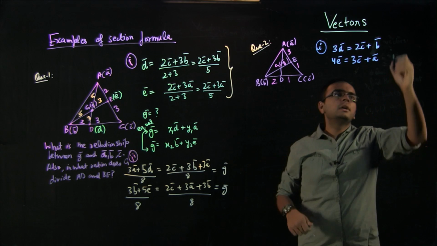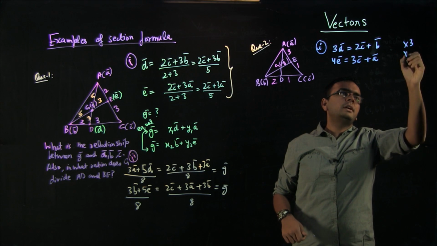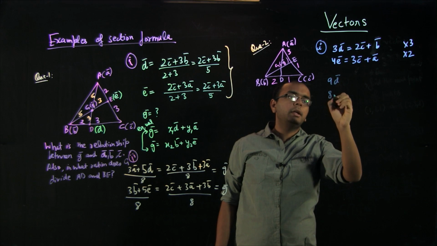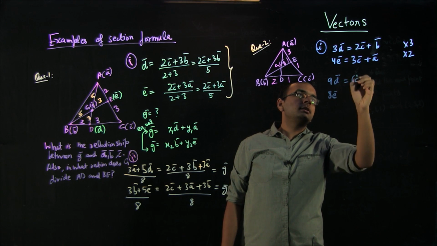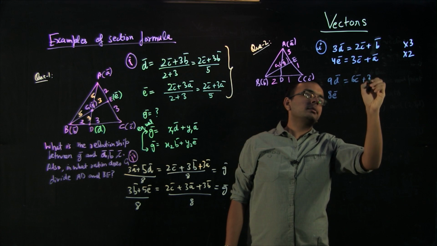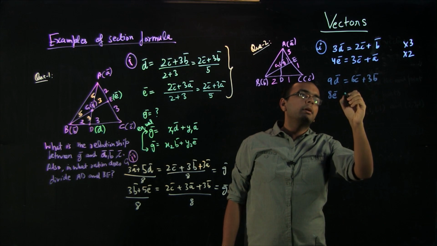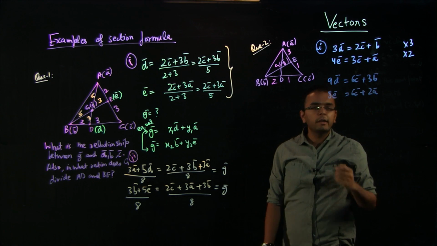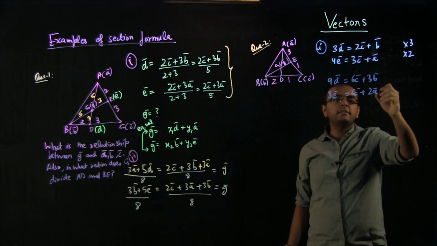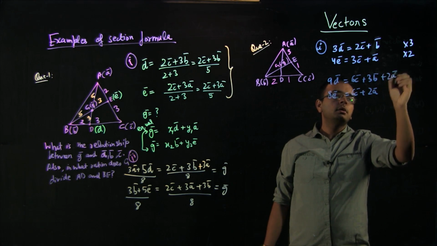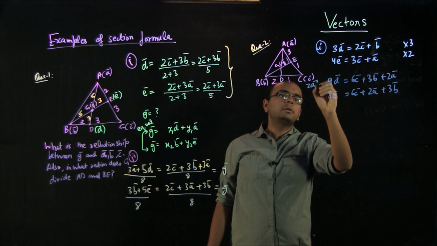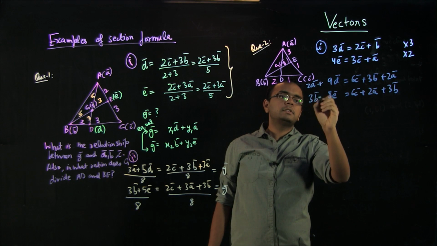So I'll multiply this by 3 and this by 2, and I'll write 9D and 8E, and this is 6C plus 3B, and I'll write 6C plus 2A. Right, now I can make both sides the same by adding 2A and 3B on each side. So this is the second step.